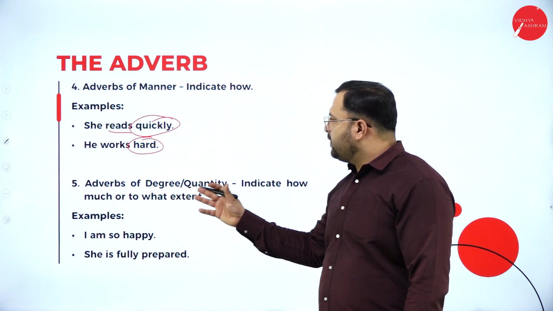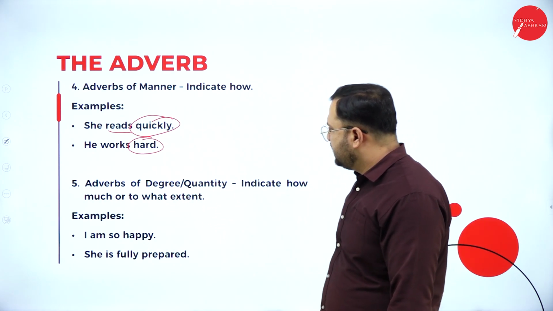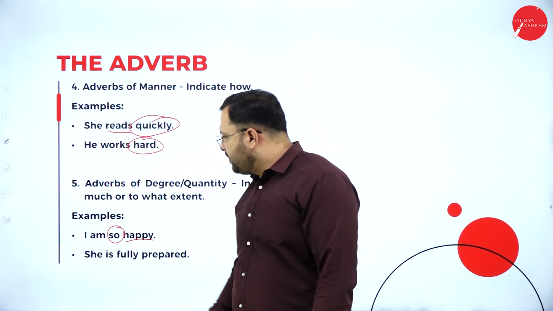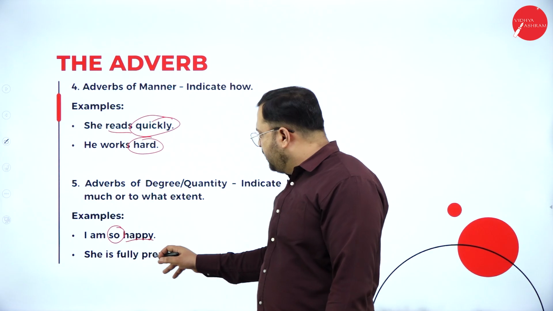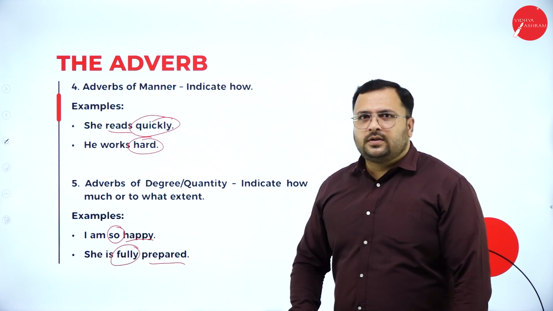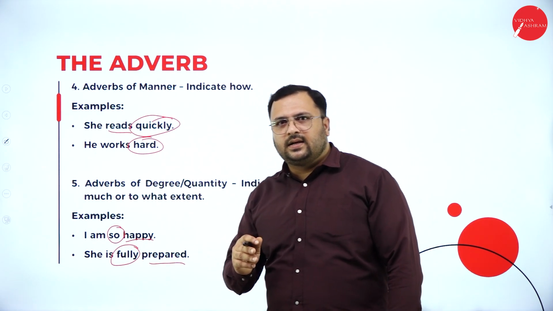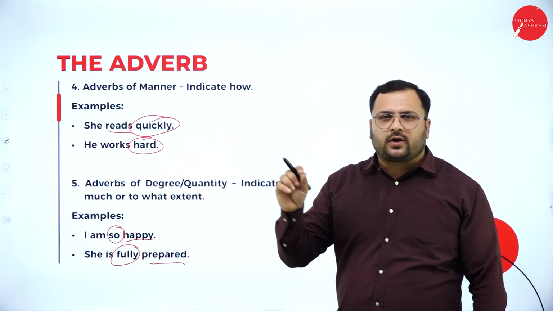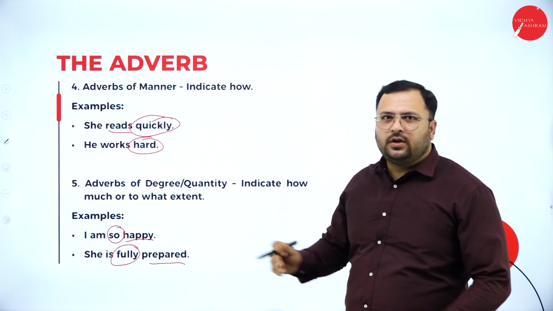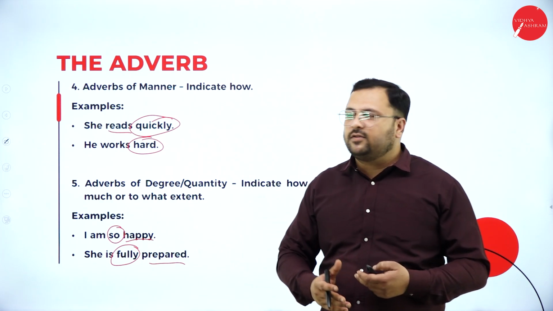Fifth one, adverbs of degree or quantity. They indicate how much or to what extent. I am happy. How happy? I am so happy. She is fully prepared. She is prepared. How? Fully. So you have to concentrate on the sentence, then you will understand which word is doing what kind of function. Based on the function, you can differentiate any given word into either adjective or adverb.